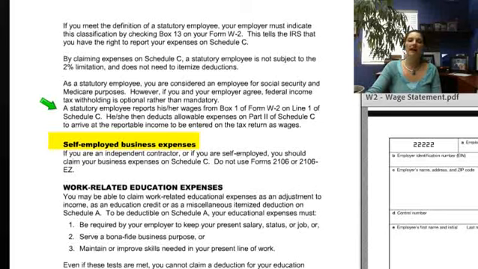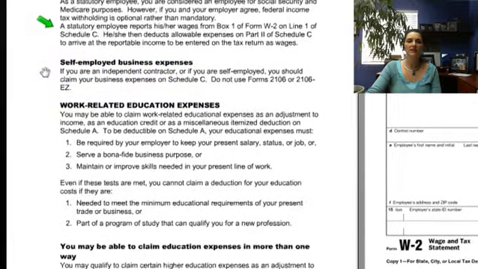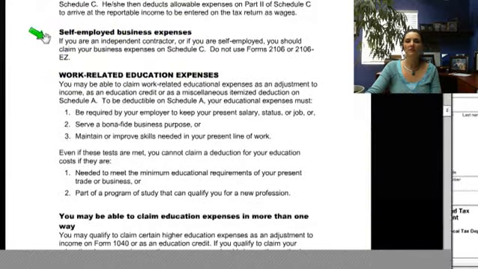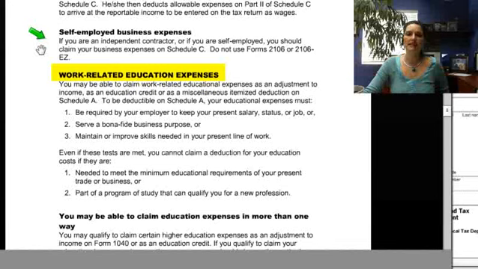Self-employed persons: if you are an independent contractor or if you are self-employed, you should claim your business expenses on Schedule C. Do not use Form 2106 or 2106EZ. So let's move on to the next topic, which is work-related education expenses.